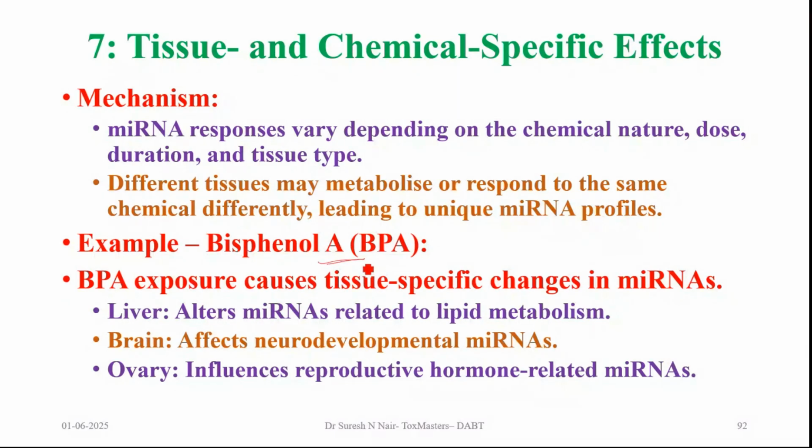it can produce a toxic effect at very specific organs, because it can alter the miRNA expression related to lipid metabolism in the liver, whereas it produces a detrimental effect on neurodevelopment in the case of brain, and in the ovary it influences the reproductive hormones related to microRNAs. So a single chemical can produce miRNA inhibitions at multiple organs. That is the reason why these agents, even when they can produce miRNA inhibition, are specific to certain organs.